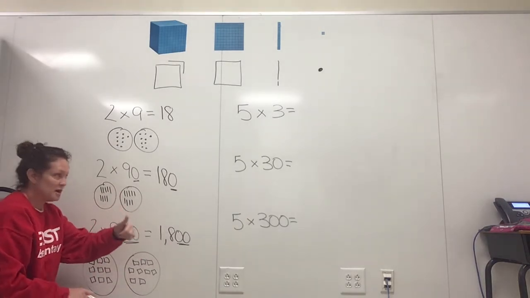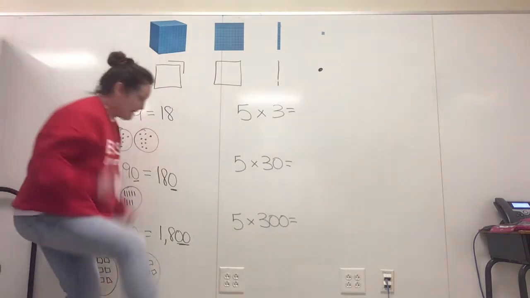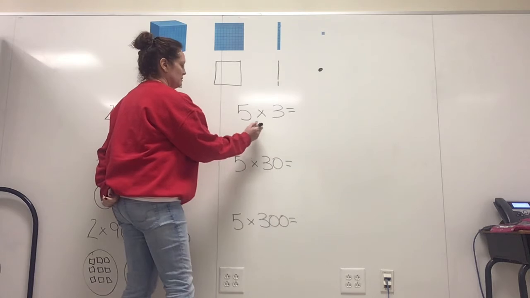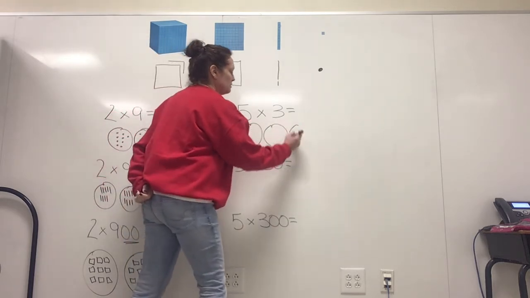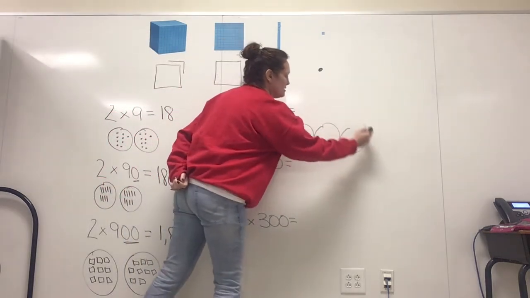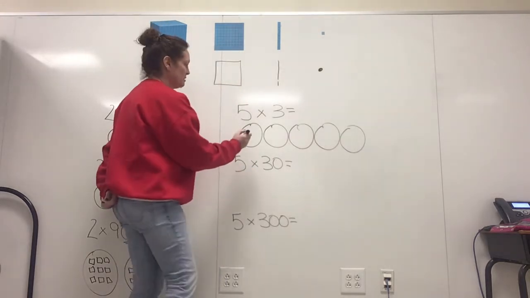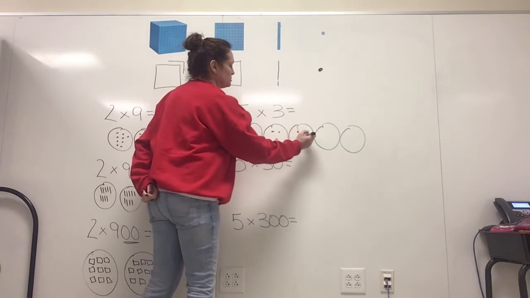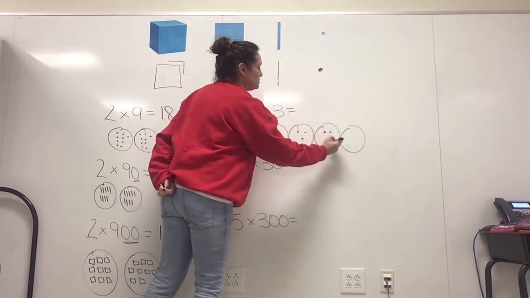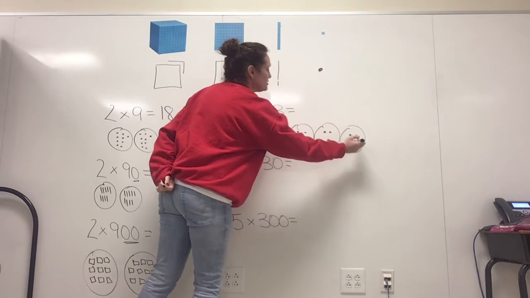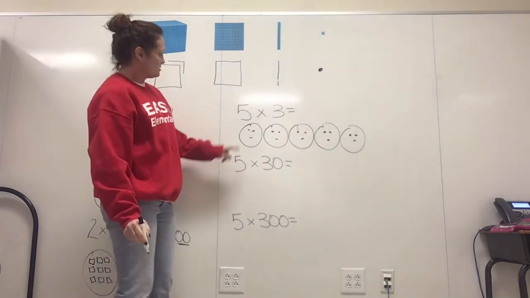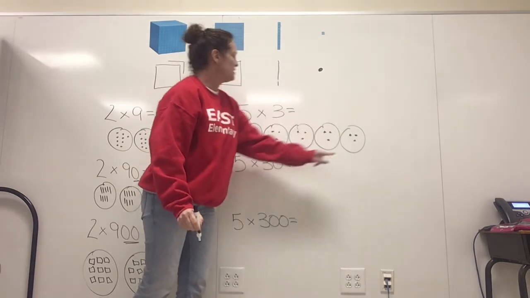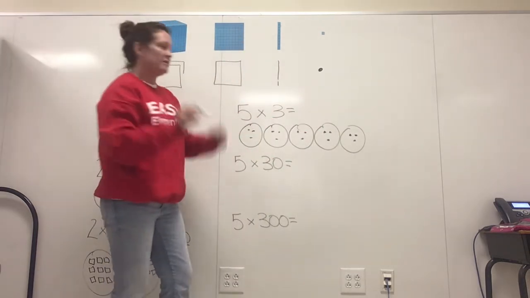Ha ha, let's try another one. 5 times 3, so I have 5 groups of 3. 1, 2, 3, 4. 5 groups of the 3. Looks like faces. All right, so I have 1, 2, 3, 4, 5, 6, 7, 8, 9, 10, 11, 12, 13, 14, 15. 5 times 3 is 15.